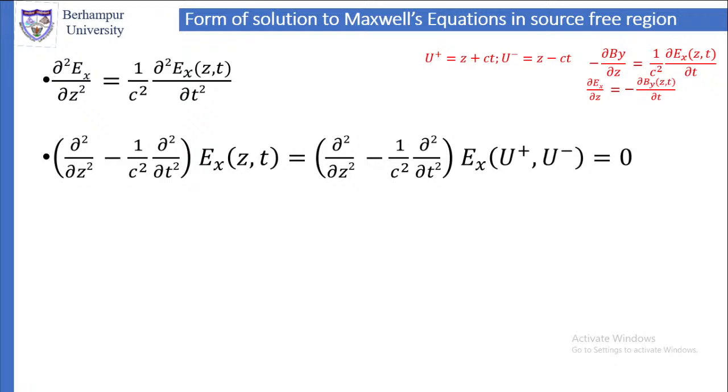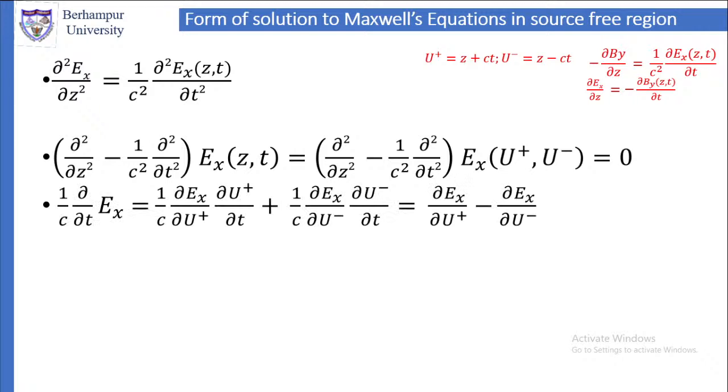Ex is a function of z and t, and by substitution we have converted Ex to be a function of u plus and u minus. So this operator dou square by dou z square minus 1 by c square dou square by dou t square is now operating on Ex, which is a function of u plus and u minus. From this point onward, when I say Ex, I will mean that it is a function of u plus and u minus. Inherently or implicitly, Ex is a function of z and t, but we will not consider z and t for the time being.